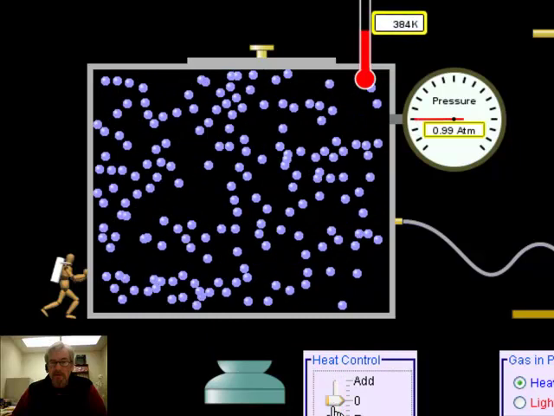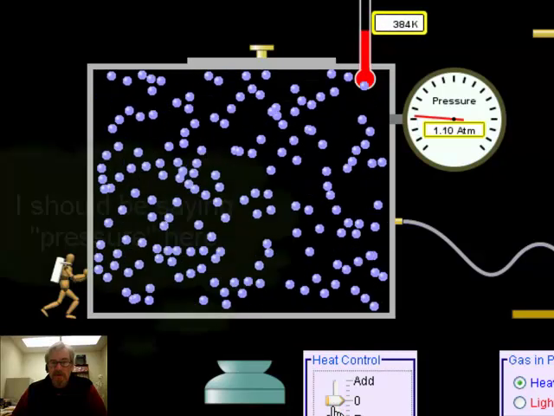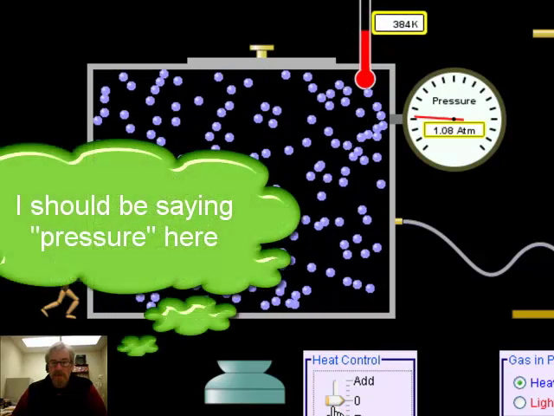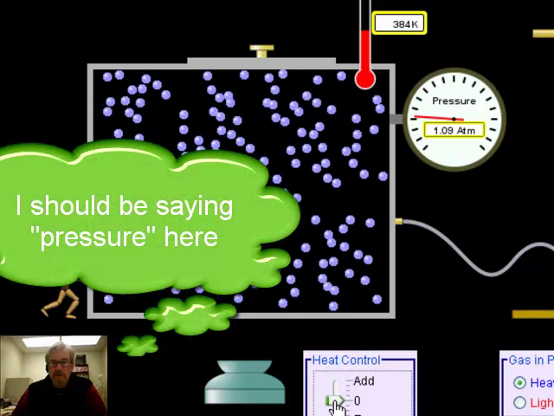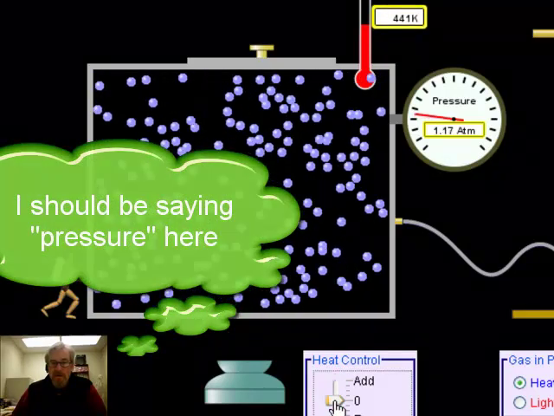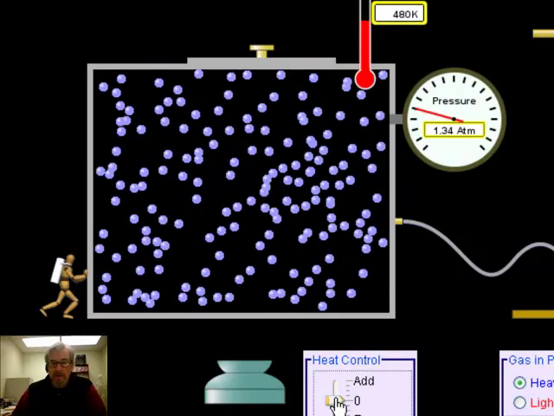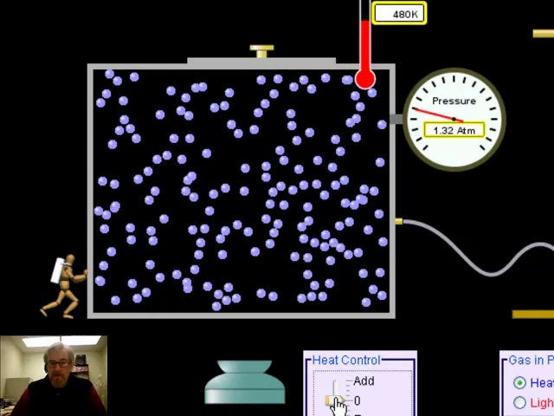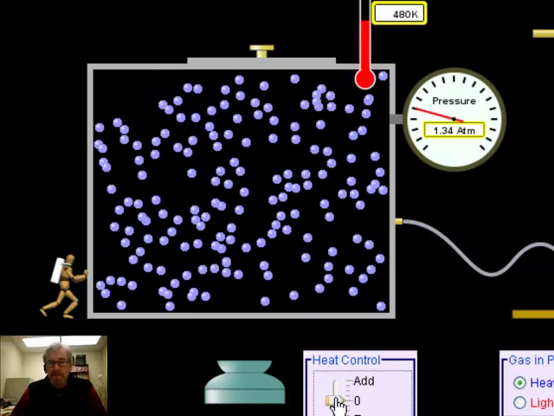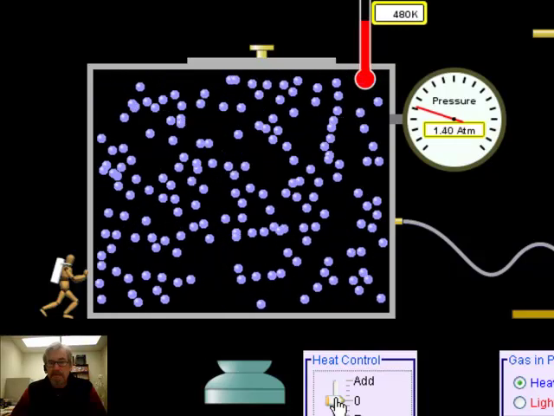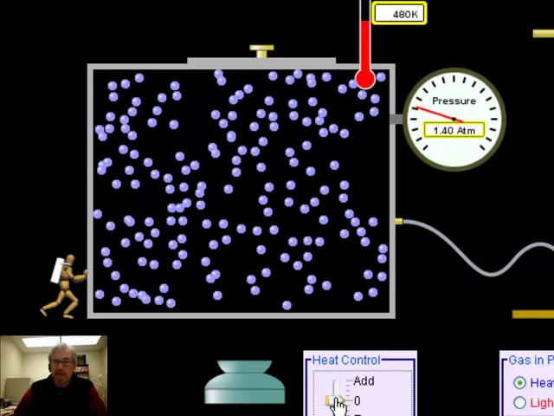What happens to the temperature? The temperature rises a bit. I add more heat, temperature goes up a little more. Add more heat, the temperature goes up a little more. So the faster the particles move, the more heat is there, the higher the temperature is. I'm going to reset this.